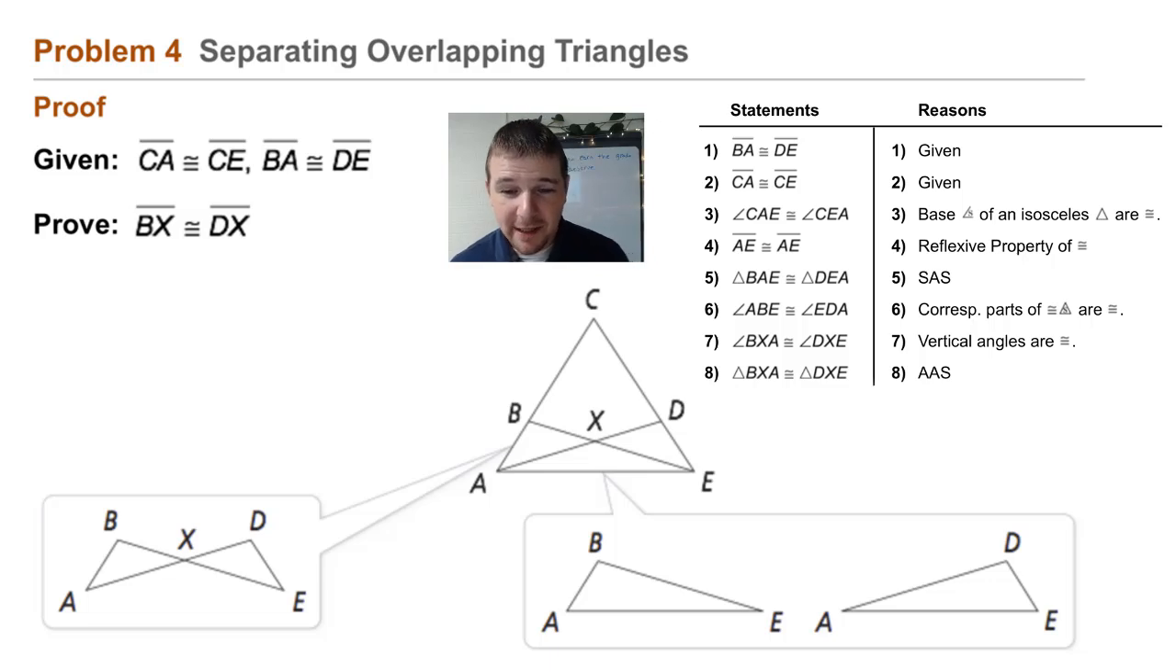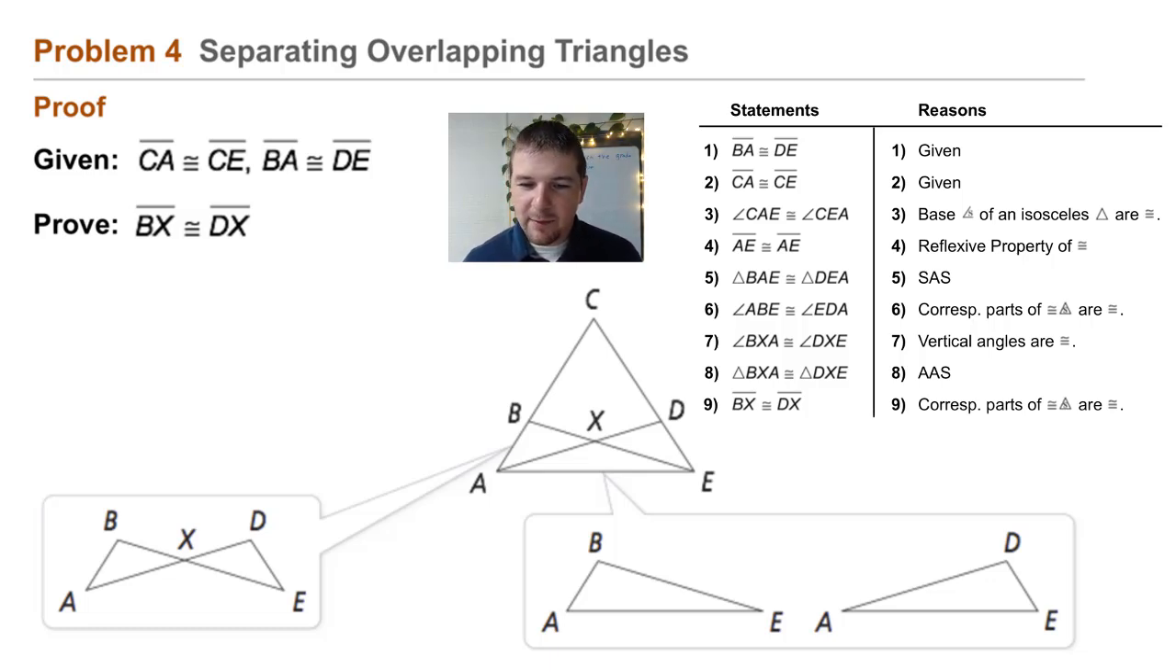We've now established enough to state that triangle BXA is congruent to triangle DXE by angle side. And finally, what we're asked to prove in the first place, segment BX is congruent to segment DX by CPCTC.